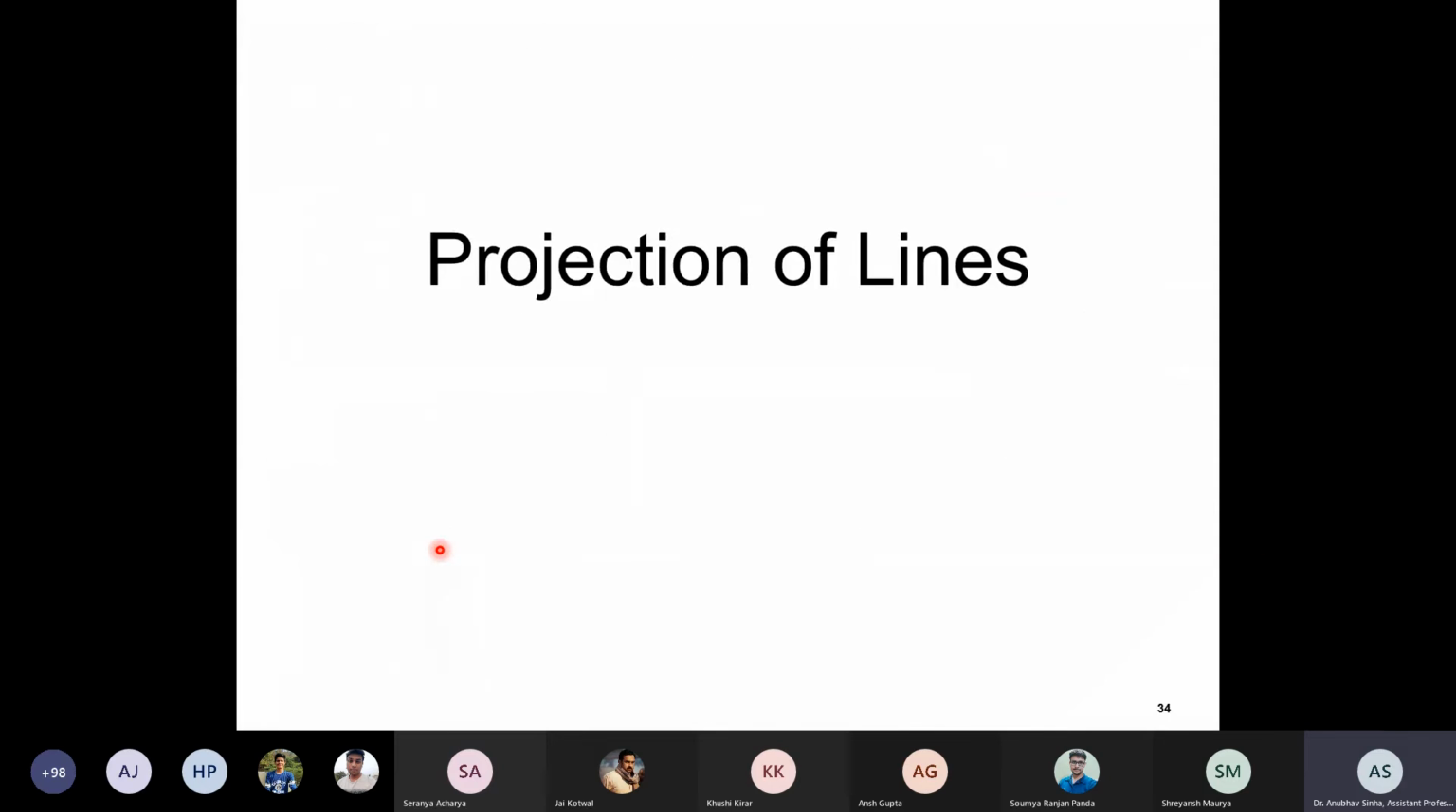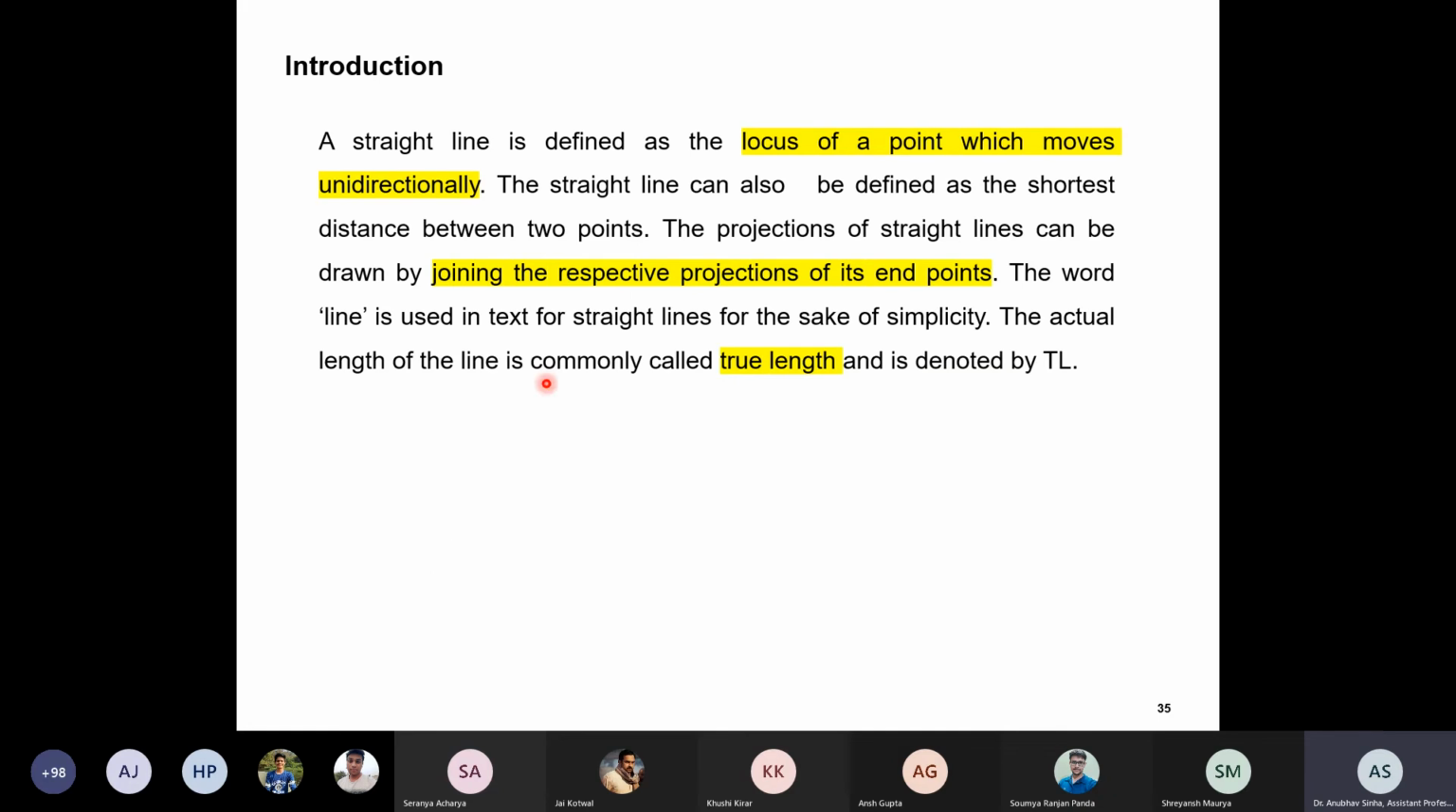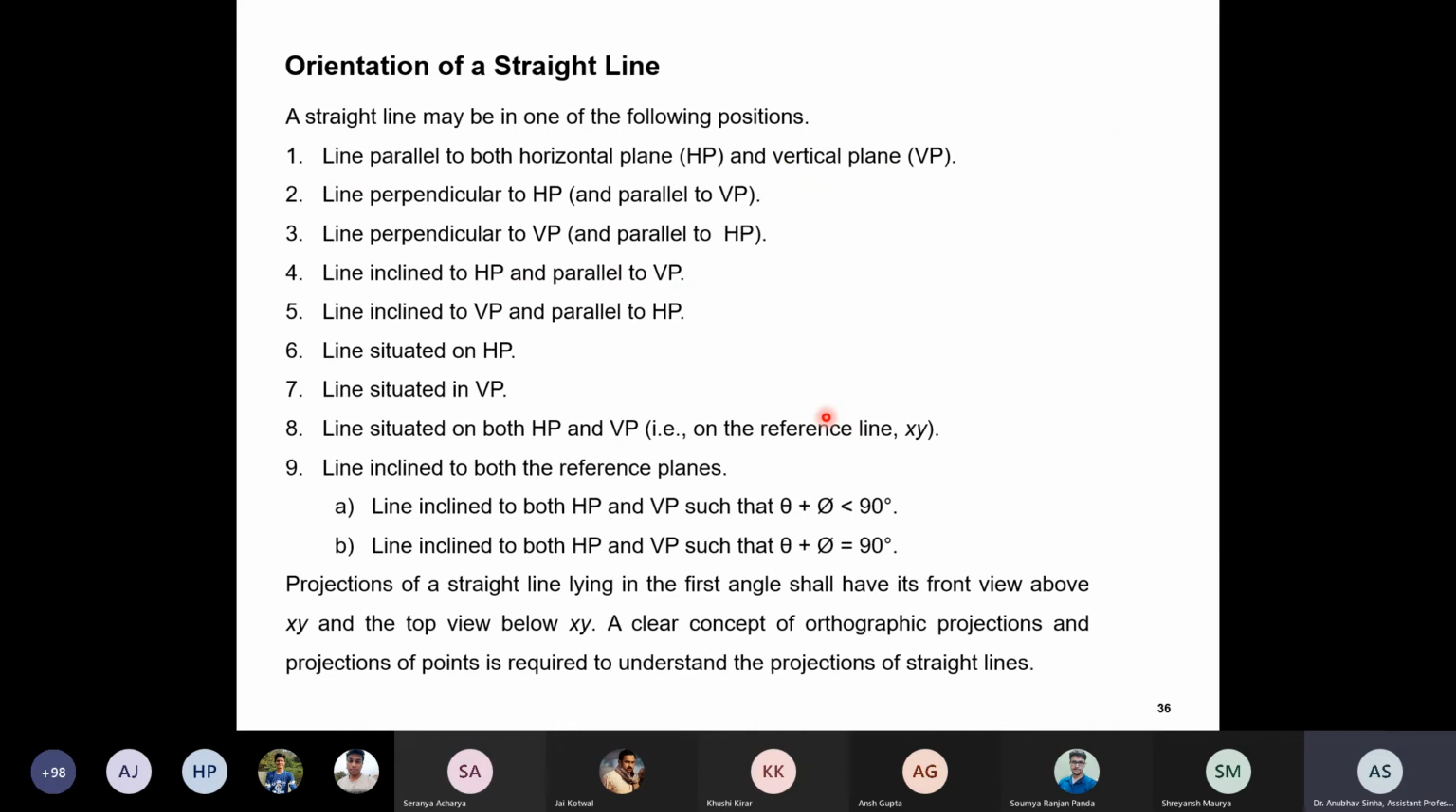Anyway, let us go to projection of lines. Again, the definition: mostly we are joining two points, and we will be interested in the true length. What is the actual length of that line? Once you are clear with what the quadrants are, you can easily visualize how we are drawing a line. The line could be parallel to different planes, or perpendicular to any plane, or inclined to one plane and parallel to another plane; different scenarios are listed here. We'll see these examples in subsequent slides.